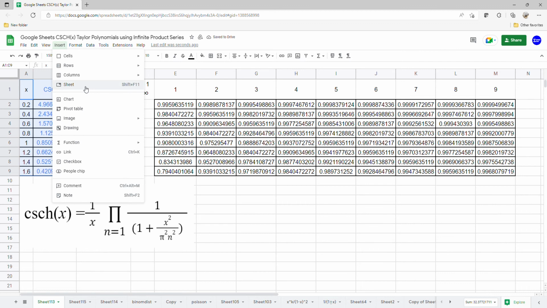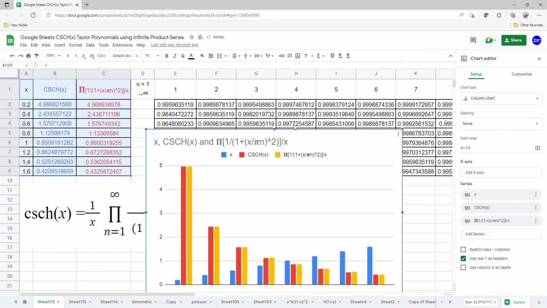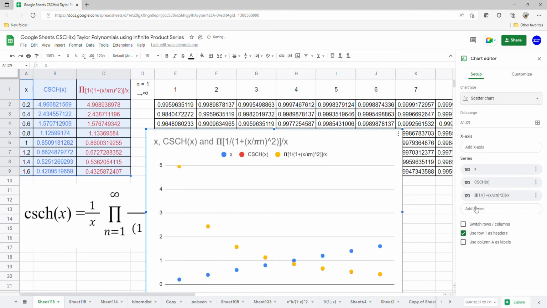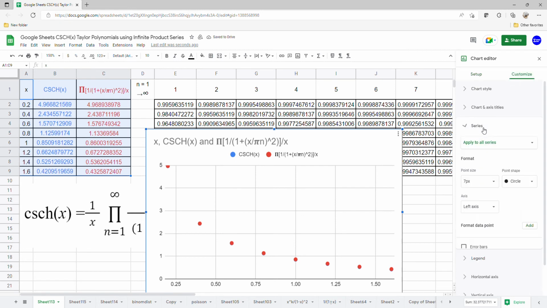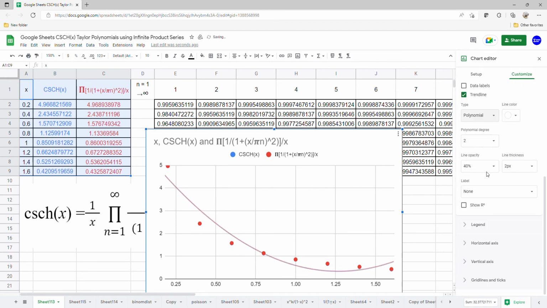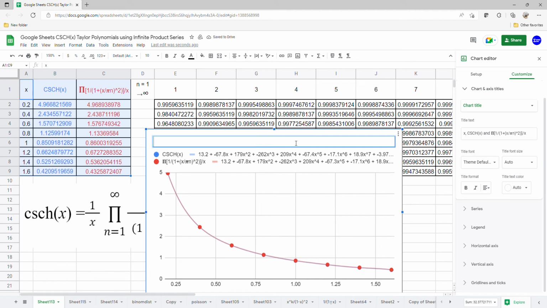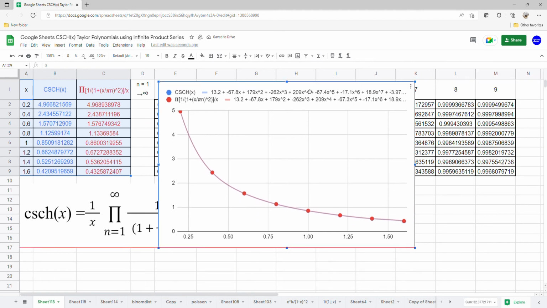Insert chart, and we use scatter chart. Column is label, and in the series we show the trend line, the type polynomial, the degree 8. For the label, use the equation. We don't need a title, we already have the equation as the label. And here's the trend line and polynomial.